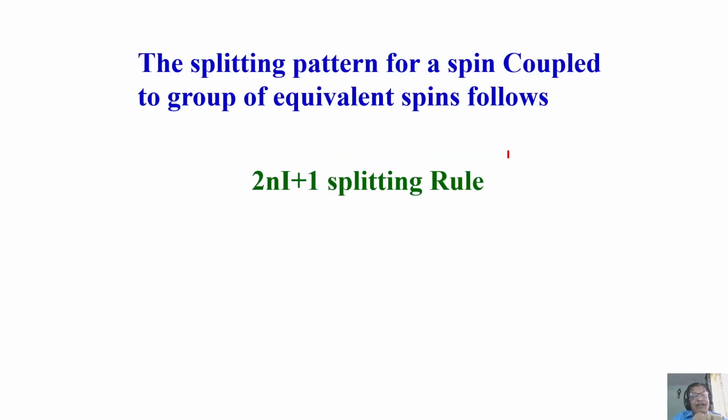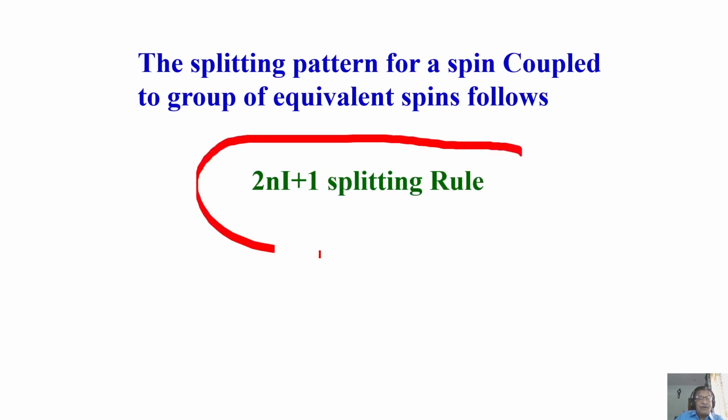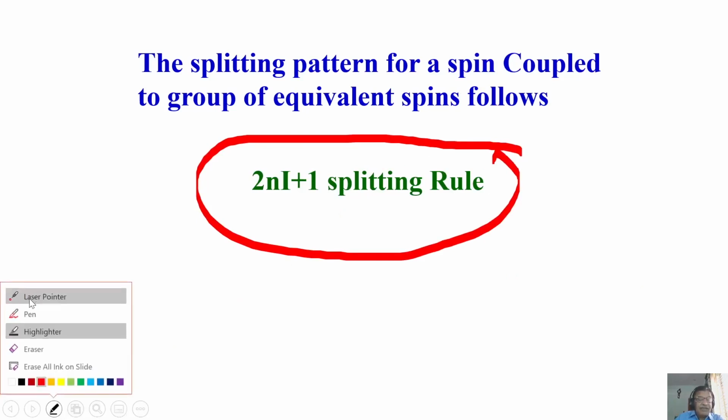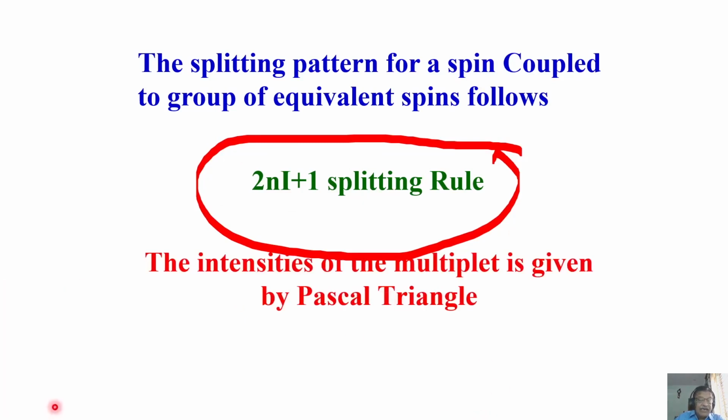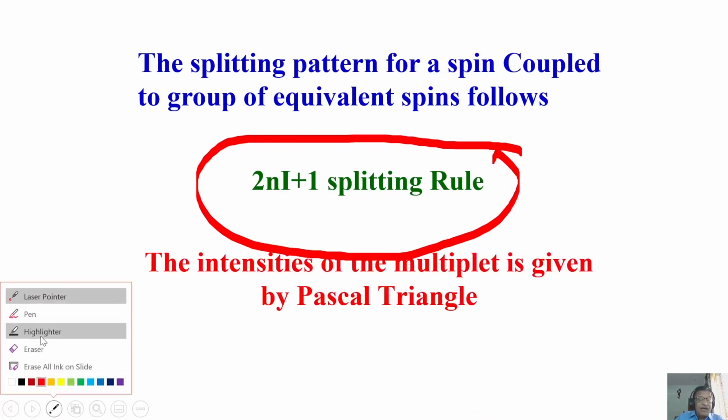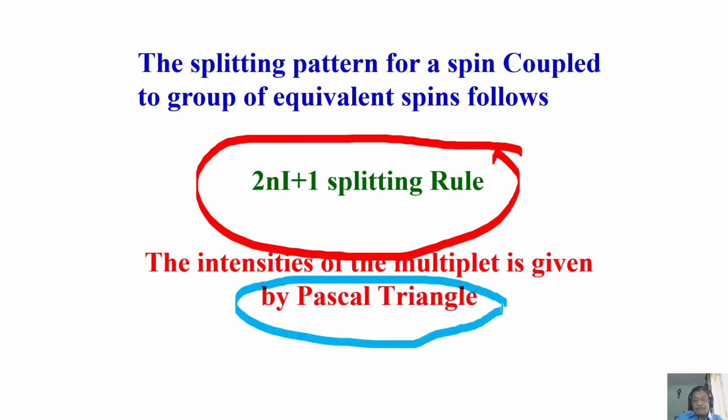Remember in this slide, when I was briefing you about the salient points of scalar coupling, I made one statement: that coupling among the group of equivalent spins is given by the 2nI plus 1 rule. I hope you remember. And I also said the intensities of the multiplet are given by Pascal triangle.